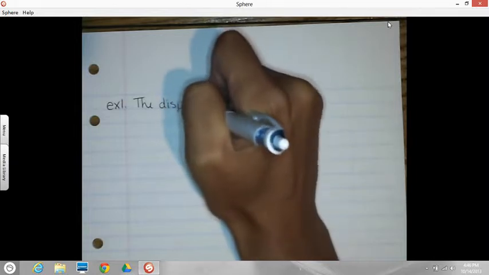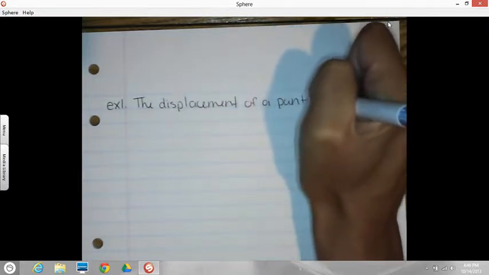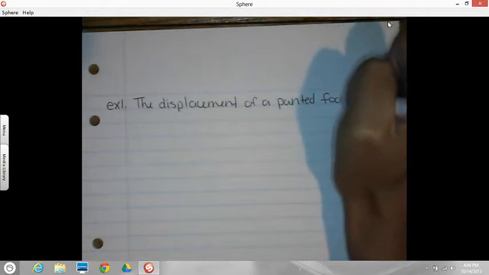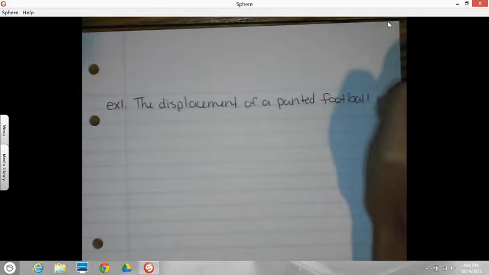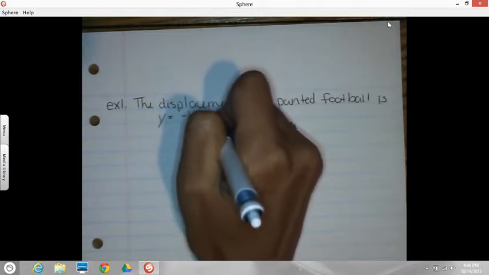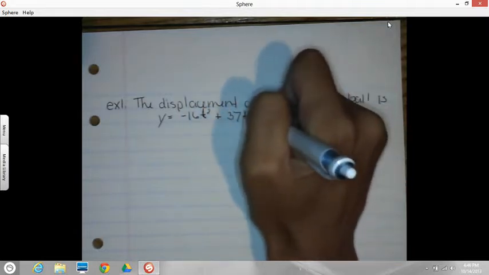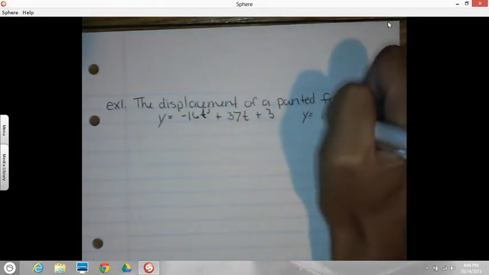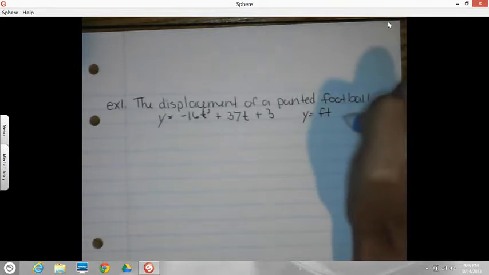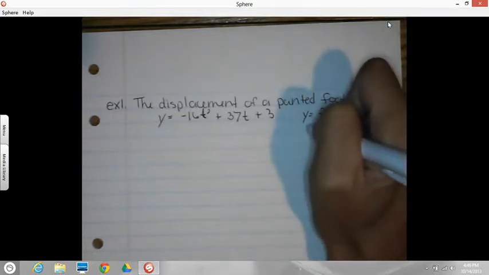Example 1. The displacement of a punted football is given by the equation y equals negative 16t squared plus 37t plus 3, where y is the feet off the ground, and t is the seconds since it was punted.